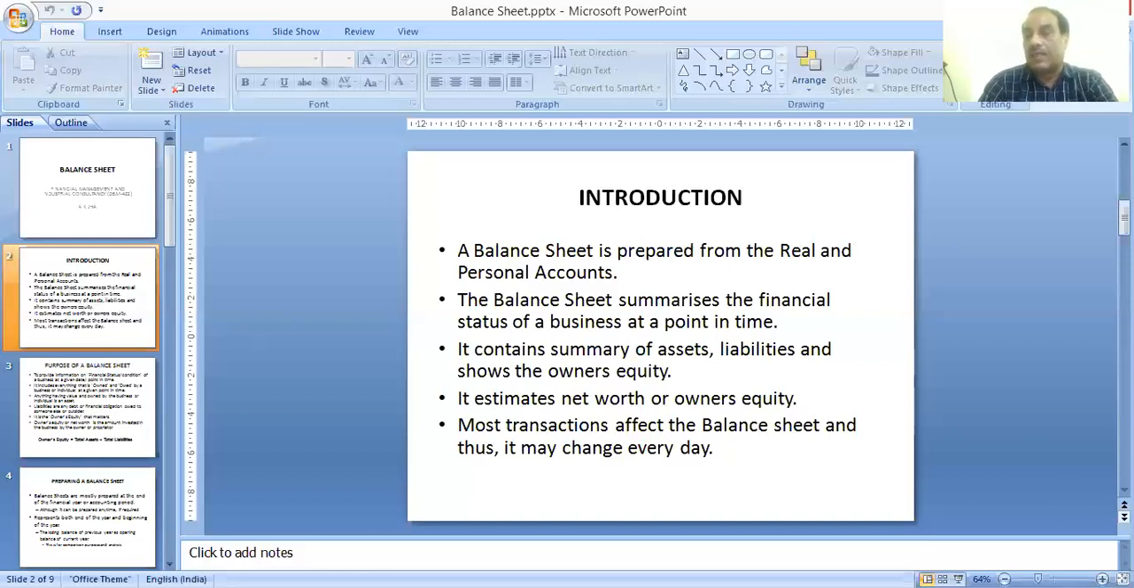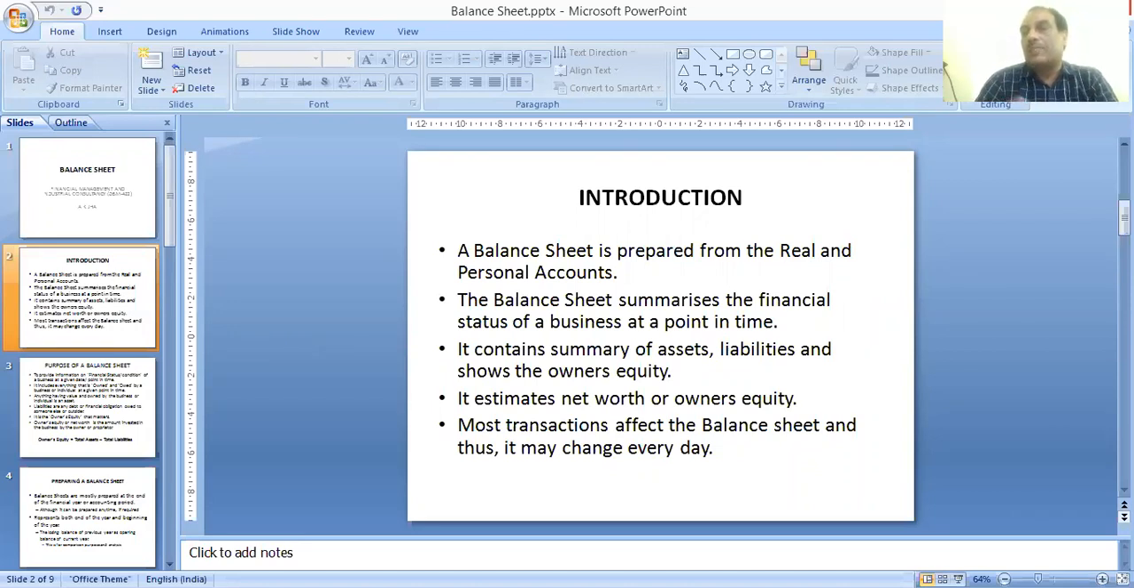It is written in the heading, and it contains a summary of assets. So a balance sheet contains the summary of all assets, liabilities, and also the owner's equity. Owner's equity is the investment made by the owner, and it is the difference between the liabilities and the, what is next? Can you tell me, anyone? Assets. So we have assets and we have liabilities, and when we deduct the liabilities from the assets, what remains is the owner's equity.